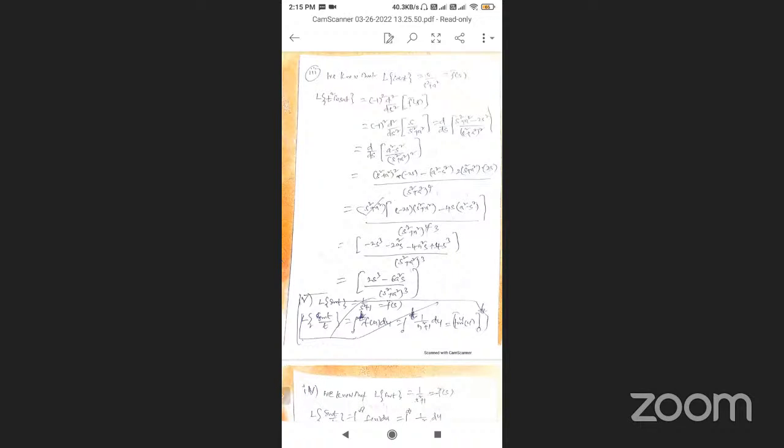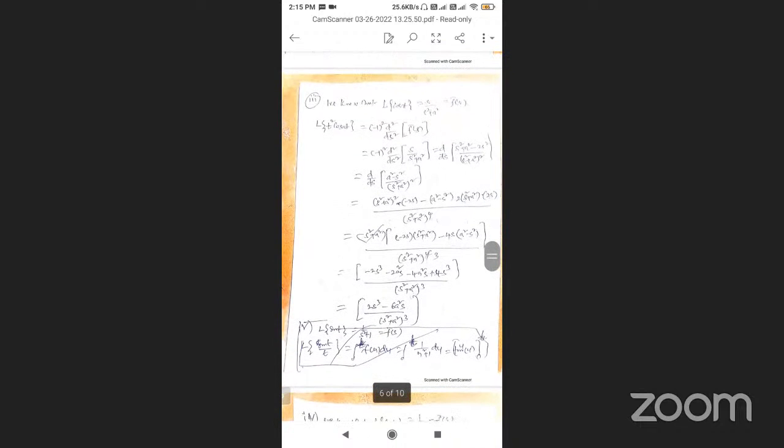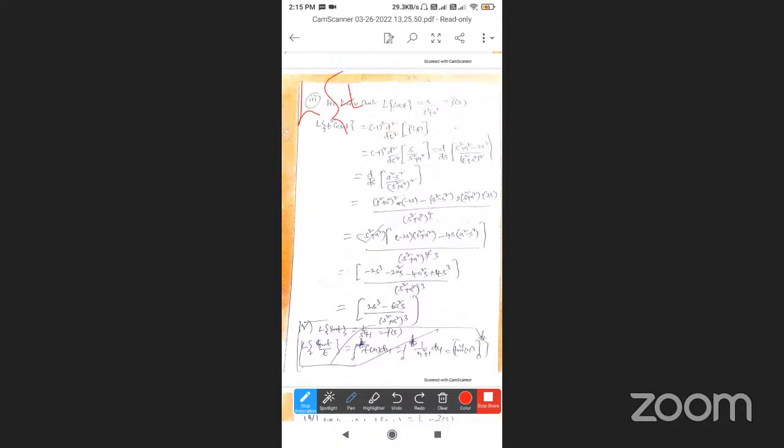Now the third part. What is the Laplace transform of t square into cos at? First, the Laplace transform of cos at has the formula s by s square plus a square.